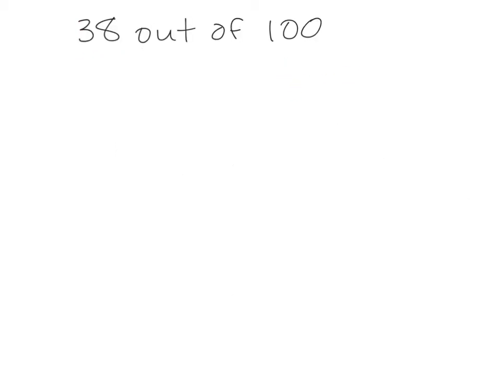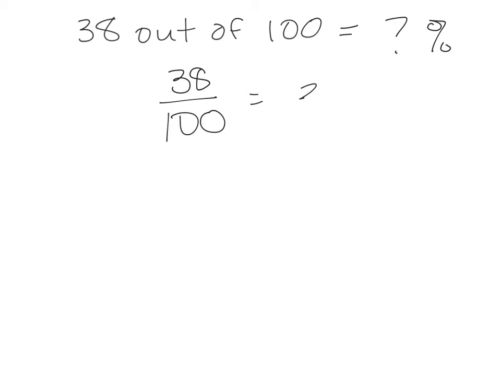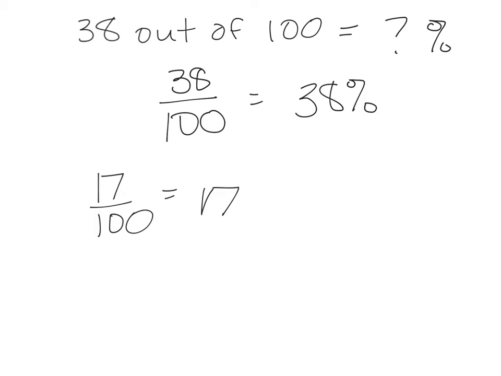If we said we had 38 out of 100, what percent would that be? Well, 38 out of 100, the part is 38, the whole is 100, so it's 38 hundredths, so that means it's 38%. If we said what percent is 17 hundredths, well, I've got my key denominator. Cent means 100, percent is per 100. It's 17 per 100, so it's 17%.